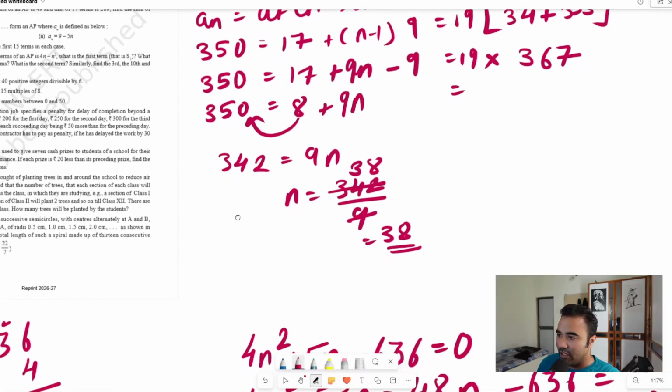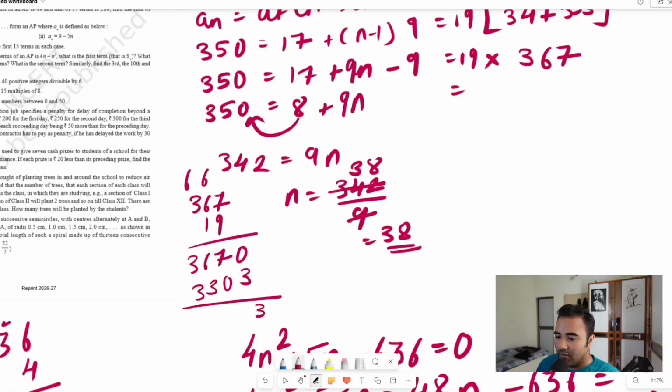Because we have to find the answer, I cannot just leave it. 367 multiplied by 19. 7 nines are 63, 9 sixes are 54, 54 plus 6 is 60, 9 threes are 27, 27 plus 6 is 33. So the answer will be 6973. This is the sum. Let's go on to the next question.